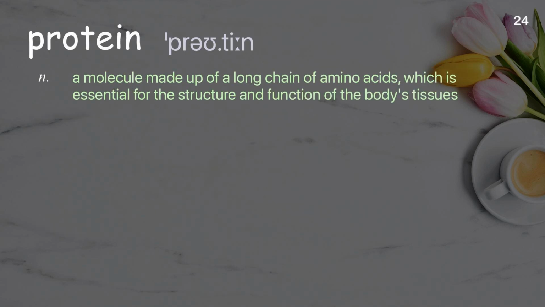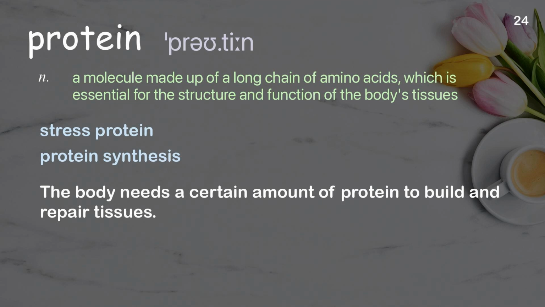Protein. A molecule made up of a long chain of amino acids, which is essential for the structure and function of the body's tissues. Examples: Stress protein. Protein synthesis. The body needs a certain amount of protein to build and repair tissues.